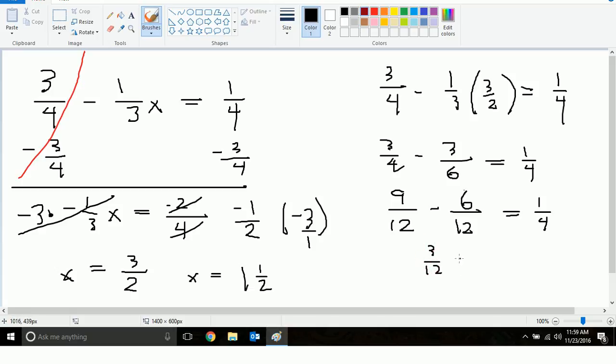If we reduce 3 over 12, does it become 1/4? Yes, it does. 3 divided by 3 is 1. 12 divided by 3 is 4. So we know that that is a true statement.